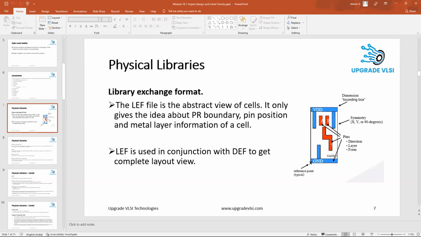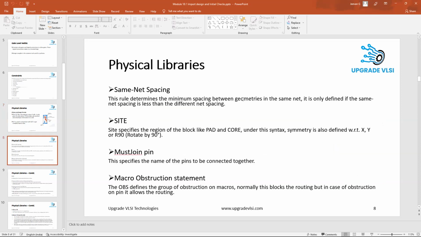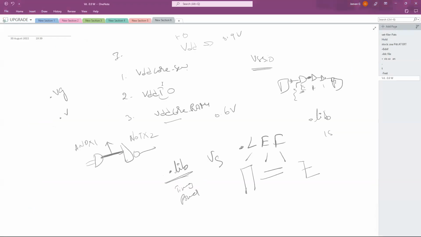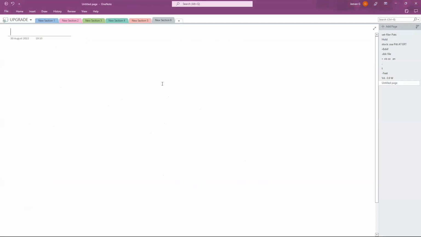For example, dot LEF is one of the physical libraries. In the same manner, what other physical libraries are there? For example, besides dot LEF, there is the dot technology file, etc. We get many libraries, and each library contains some of the information. One of the libraries has the same net spacing. This is what I tried to tell you with respect to DRC.